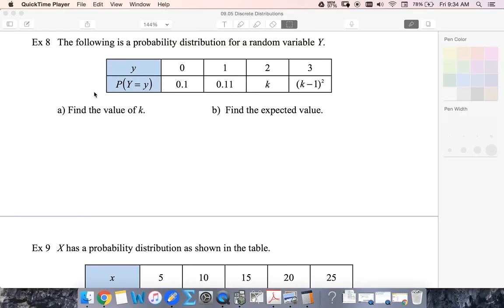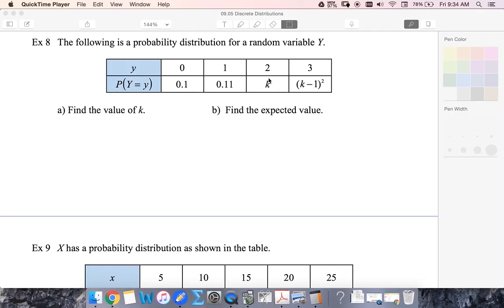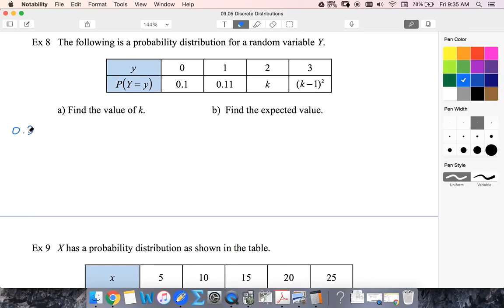All right, so now we're going to look at our own example. We've got our probabilities. We know that these are going to sum to one whole. So 0.1 plus 0.11, that's 0.21. 0.21 plus (k minus 1) squared has to equal 1 whole. So when we square this, we're going to get k squared minus 2k plus k, which is minus k, plus 1. We're going to subtract 1 from this side, so really we just have this plus 0.21 equals 0.